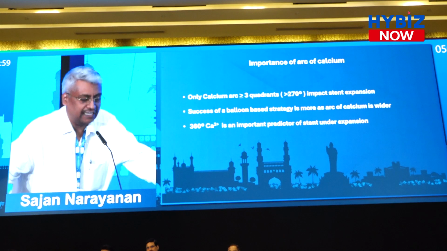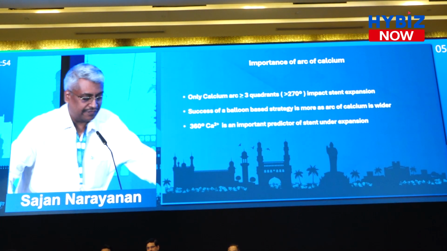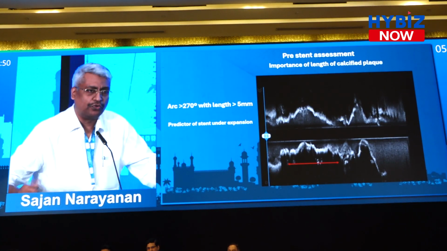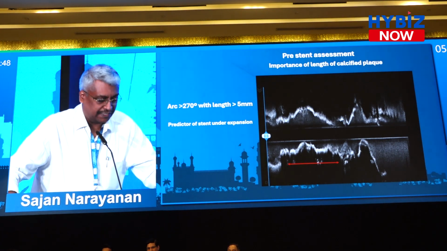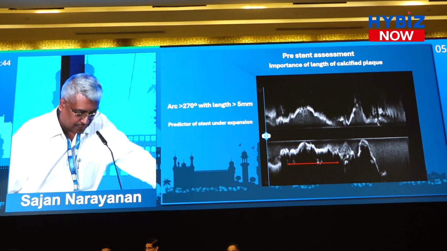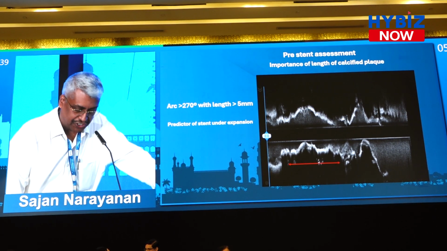So only a calcium arc of more than 270 degrees will impact stent expansion, and 360-degree calcium is a very important predictor of stent expansion. And when you are using a longitudinal view, if you have a long length of calcium that is more than 5 millimeters, especially if the calcium arc is more than 270 degrees, this is also an example where the stent can get underexpanded without optimal lesion preparation.